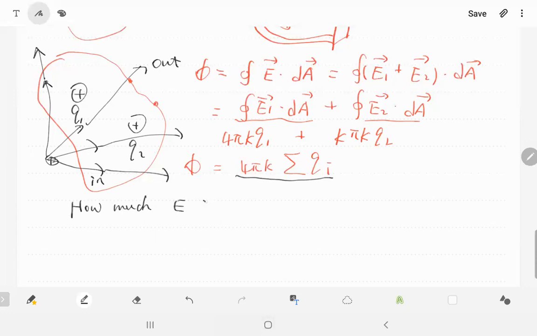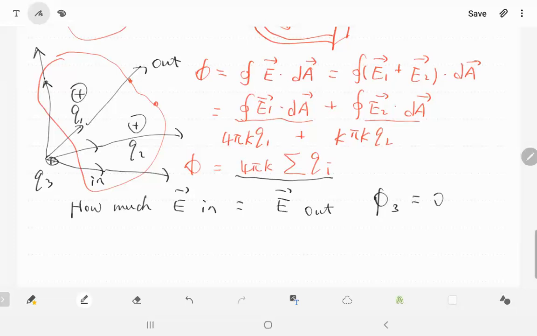The electric field in should equal how much electric field goes out. So the in is equal to out. So the flux generated by this charge Q3 is equal to zero. That means we only need to consider the charge inside the surface, not outside the surface.